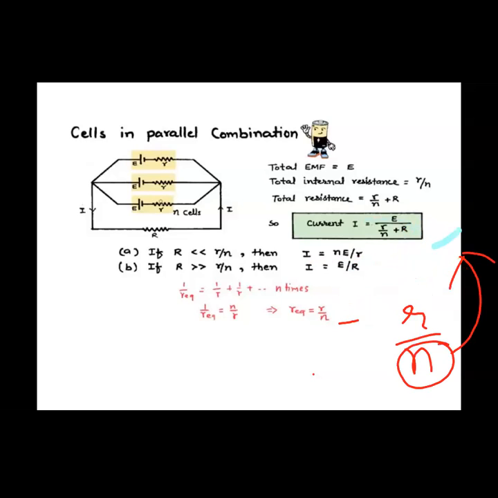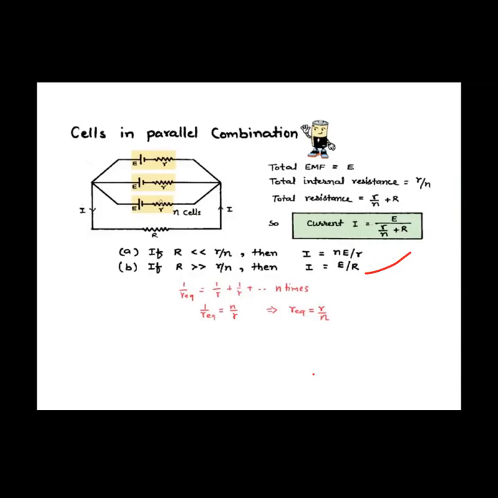Okay. Second case, we will make R very big. Means r by n is very small, it's negligible. We will remove that. And if we remove r by n, our current equation will become E by R. Now children, let's see under which condition the current is maximum.